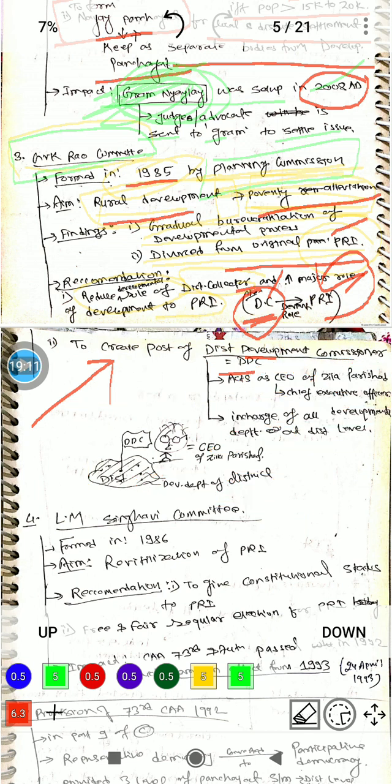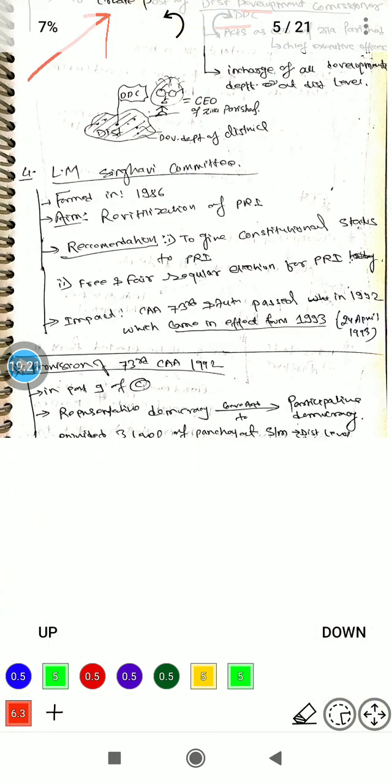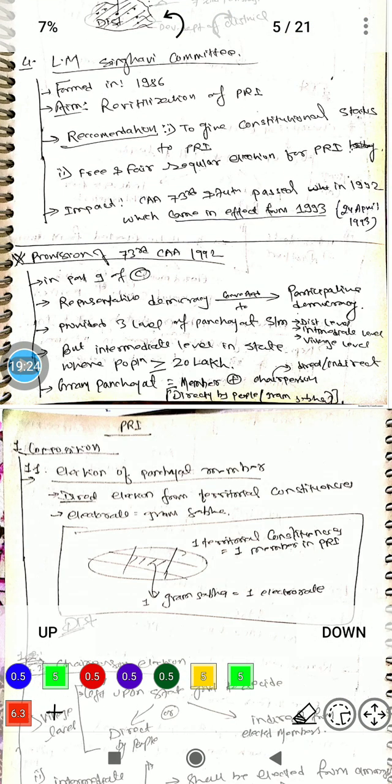Okay, this was it. Now let's talk about the LM Singhvi committee. So what happened? The LM Singhvi committee was formed in the year 1986. Why was it formed? It was formed to revitalize the PRI.